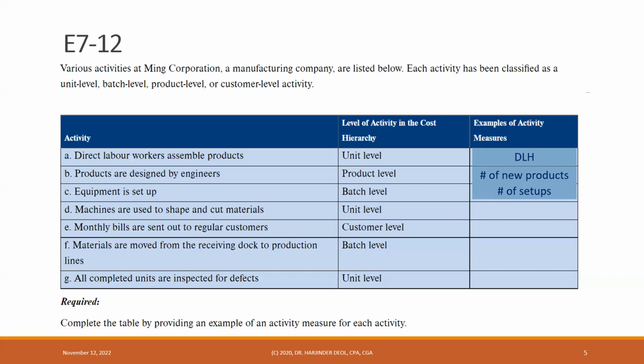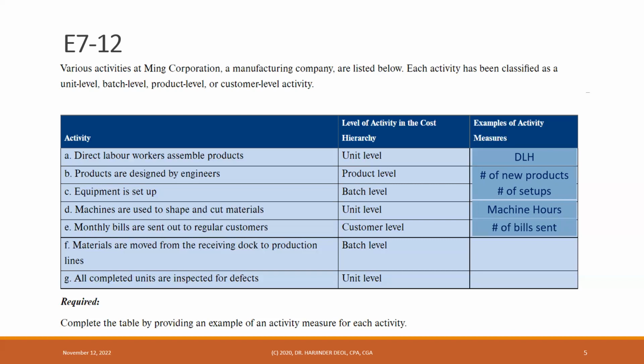Coming back to the unit level, machines are used to shape and cut materials. Well, if you're keeping track of the machine usage, perhaps machine hours would be an appropriate activity measure. Monthly bills are sent out to regular customers, and this is seen as a customer level cost by the company. An activity measure example might be the number of bills that are sent out.